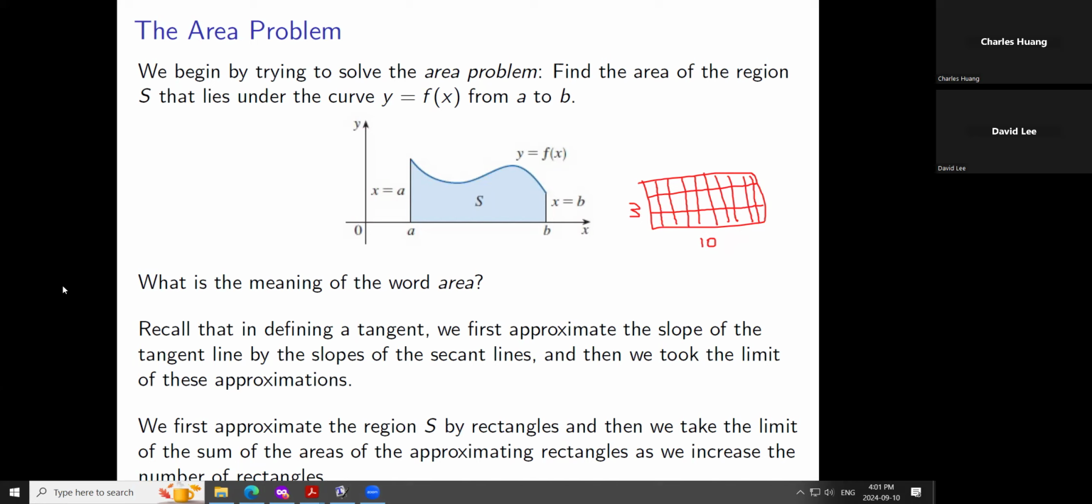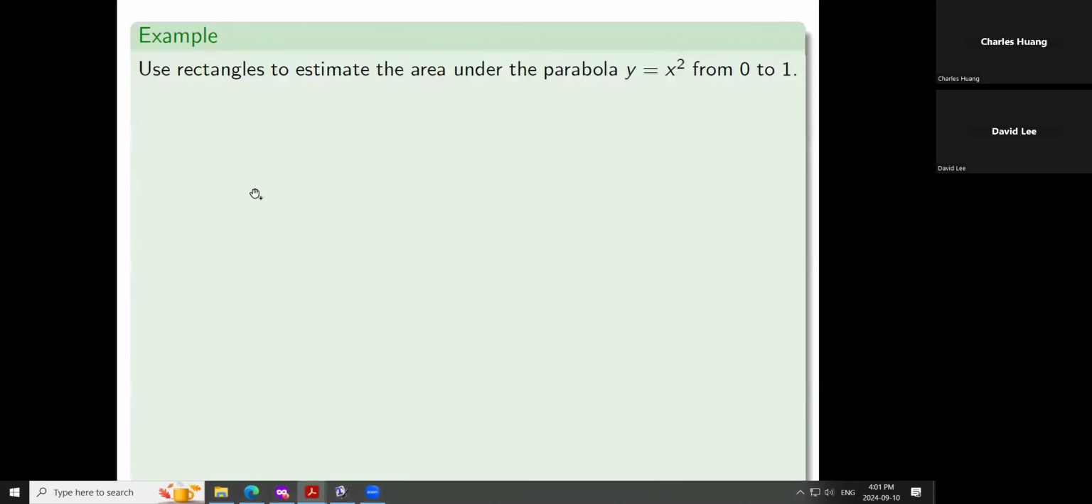3 times 10. We're going to do the same thing here, but with an irregular shape, with an irregular curve. We're going to pretend that we have little rectangles that look like this, and we're going to add up all the little rectangles, and we're going to use that to calculate the area. So let's do an example.